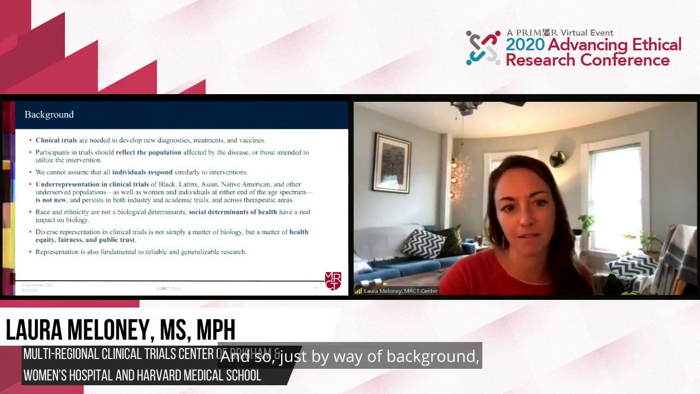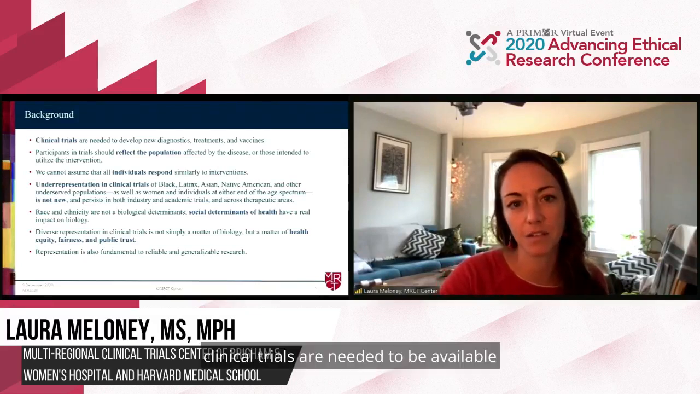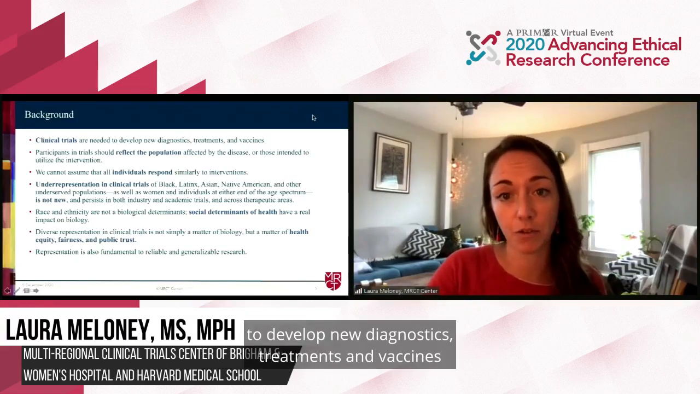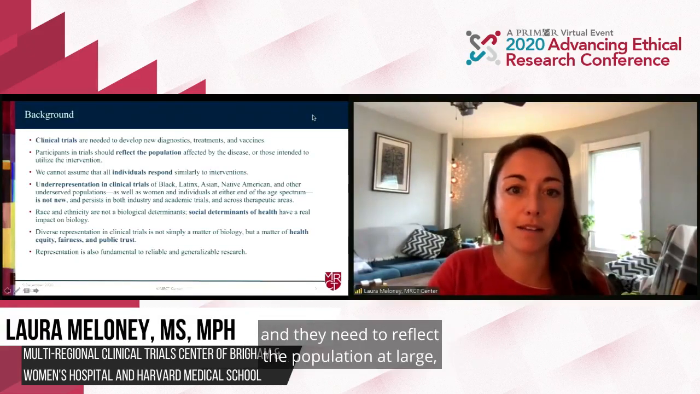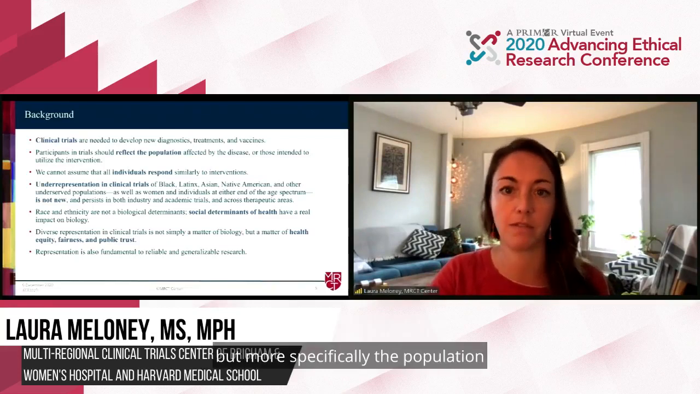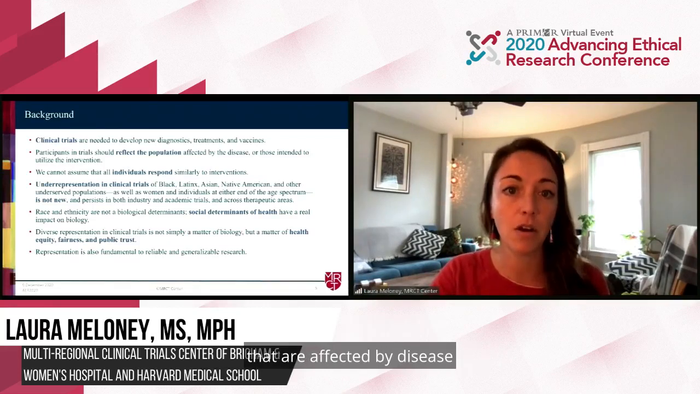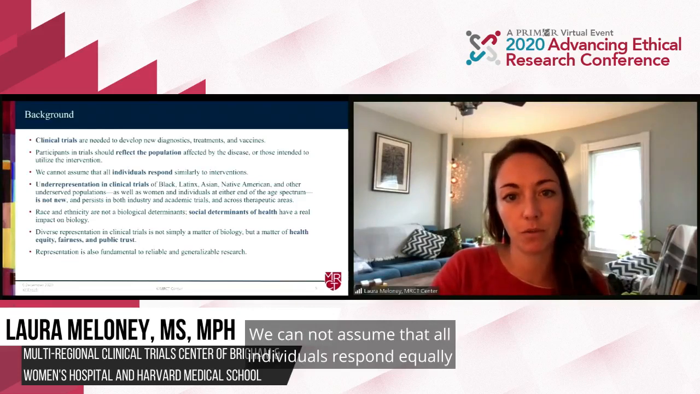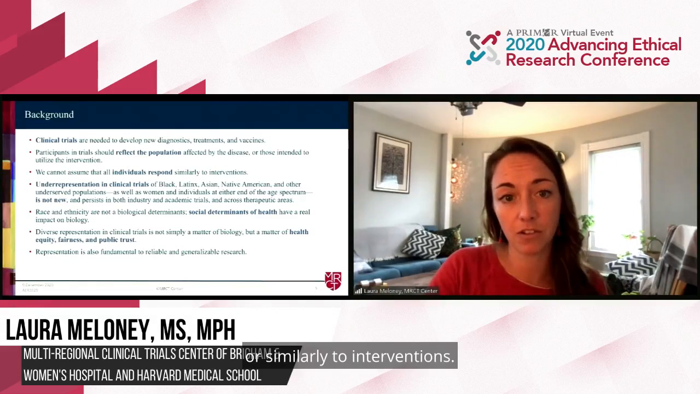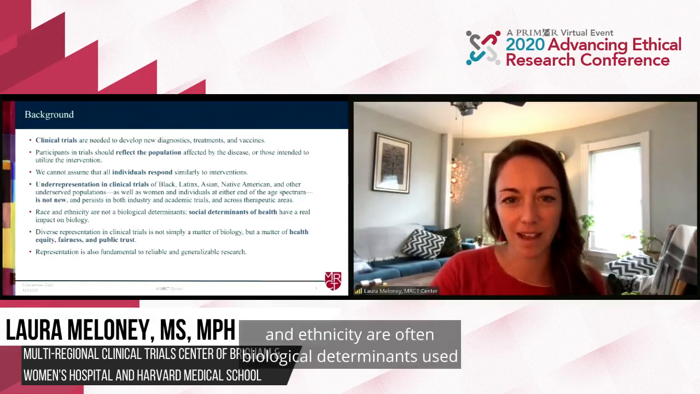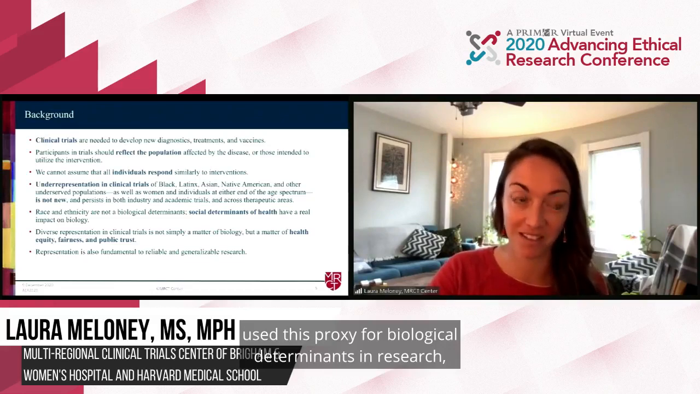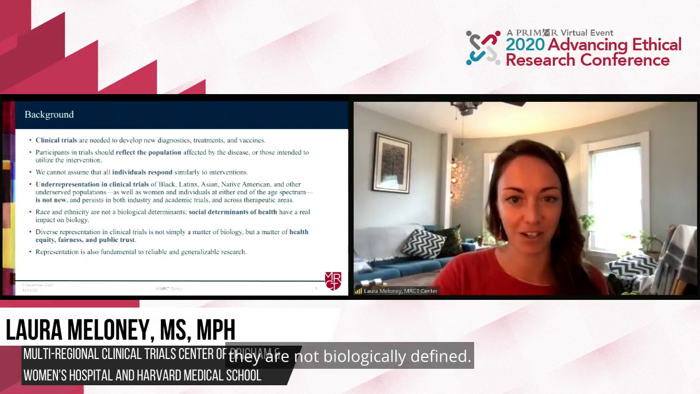And so just by way of background, clinical trials are needed to develop new diagnostics, treatments, and vaccines. And they need to reflect the population at large, but more specifically, the population that is affected by disease or those who are intended to use the intervention. We cannot assume that all individuals respond equally or similarly to interventions. And while race and ethnicity are often used as proxies for biological determinants in research, they are not biologically defined.